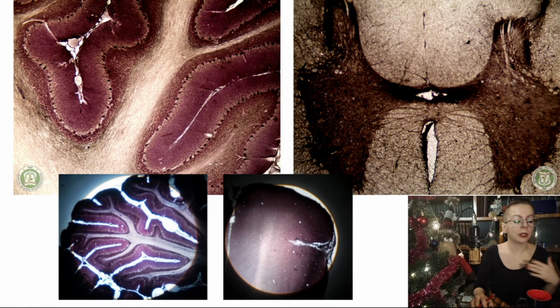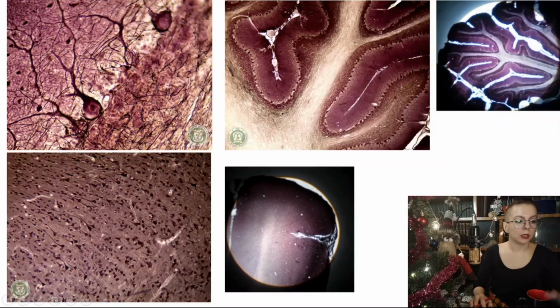arbor vitae cerebelli, or the tree of life, and here we can see very deep invaginations on the surface. And the cerebral cortex, let's look at how to distinguish the cerebral cortex from the cerebellar cortex.